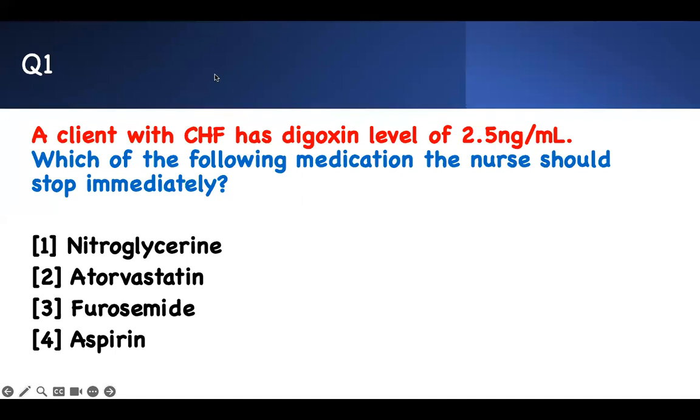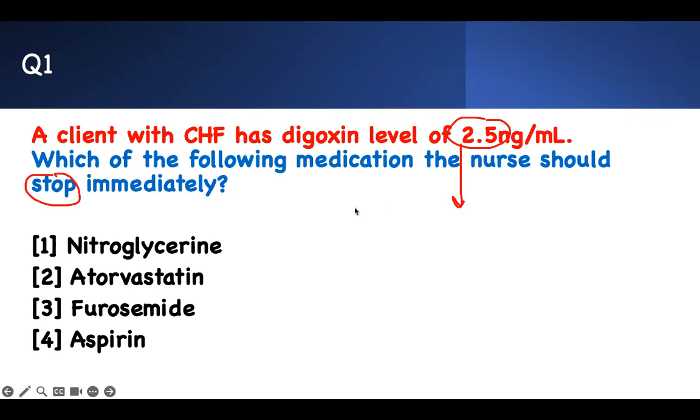Which of the following medications should the nurse stop immediately? A client with CHF, congestive heart failure, has a digoxin level of 2.5. What do you think? Rewrite the question again. I have a patient with a digoxin level of 2.5. Which medication should I stop? Stop it immediately. Then you bring your content.